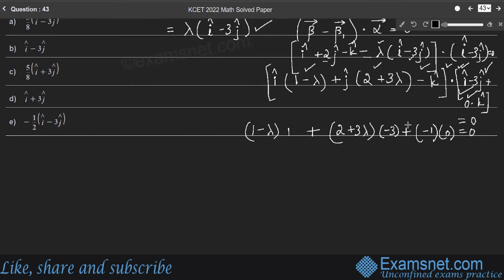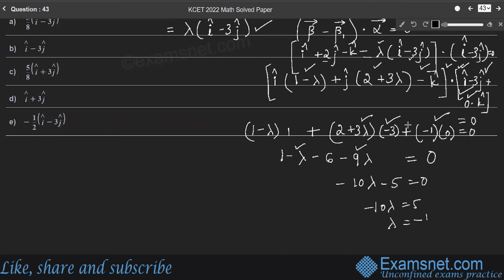So in the scalar product of two terms, we consider the product of the coefficients of i cap, j cap and k cap, and their sum is equal to 0. Therefore, we can write 1 minus lambda. Minus 3 into 2 is minus 6, minus 3 into 3 lambda is minus 9 lambda, is equal to 0. So minus 9 lambda minus lambda is minus 10 lambda, minus 5 is equal to 0. Therefore, minus 10 lambda is 5, lambda is minus 1 by 2. The value of lambda is minus 1 by 2.